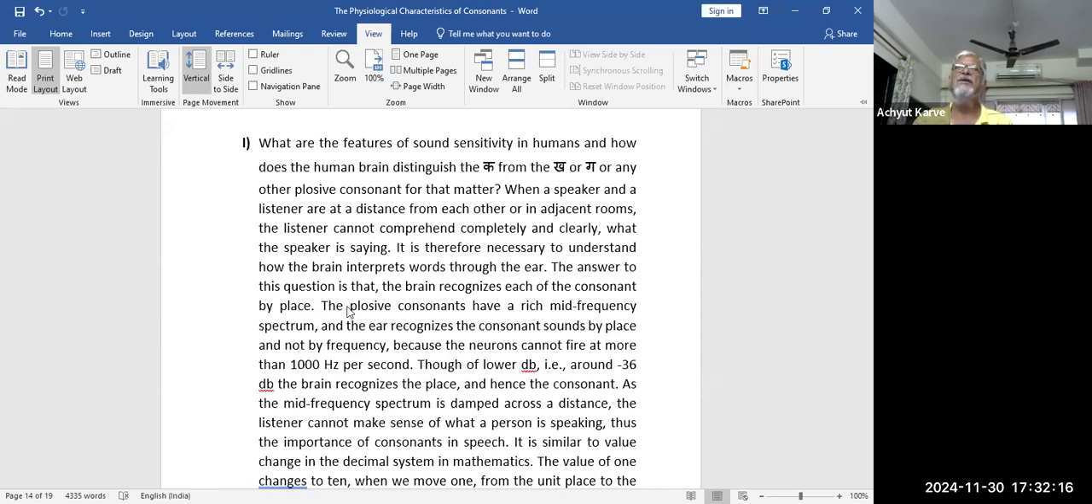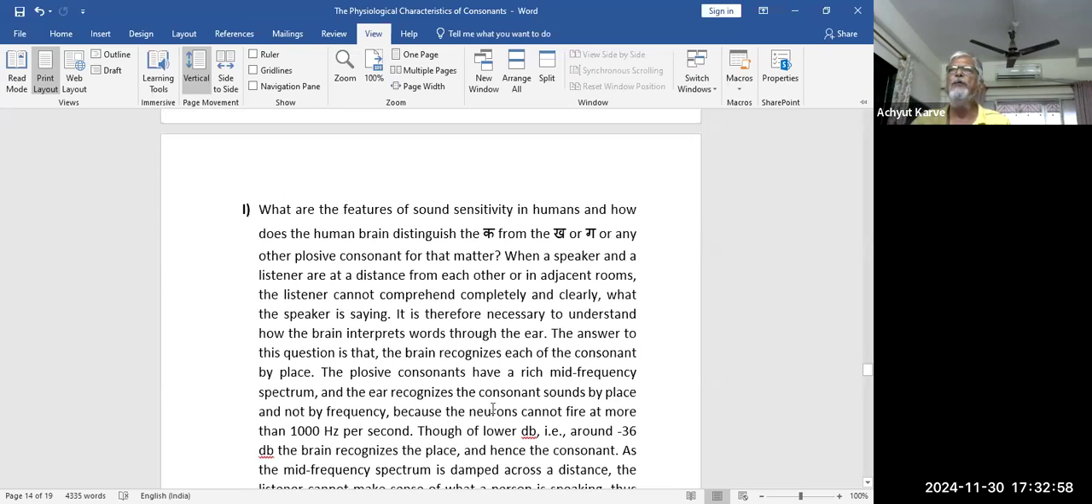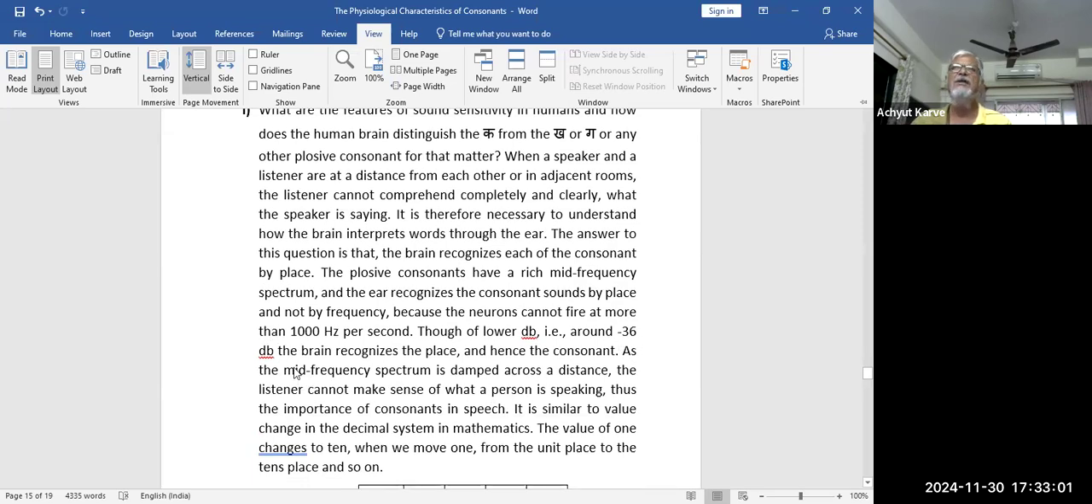The answer to this question is that the brain recognizes each of the consonants by place. The plosive consonants have a rich mid-frequency spectrum, and the ear recognizes the consonant sounds by place and not by frequency, because the neurons cannot fire at more than 1000 hertz per second. Now, if you have to hear or sense anything above 1000 hertz, the ear can only sense it by place in the cochlea, not by frequency. Though of a lower dB, around minus 36 dB, the brain recognizes the place and hence the consonant.